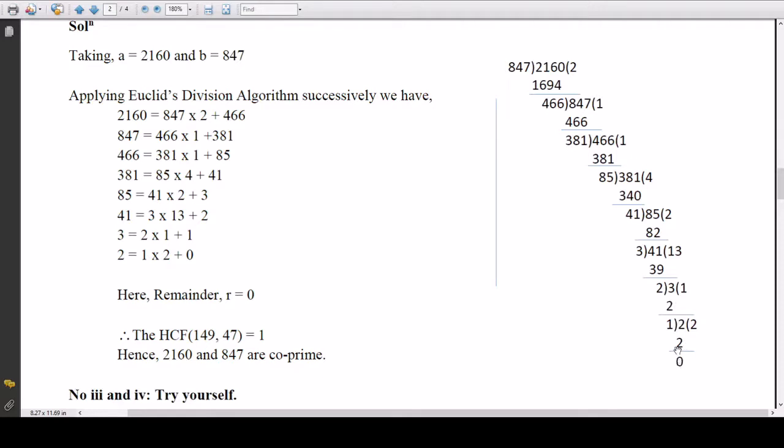And what is the divisor here? It is the last divisor, which is 1. Hence we can say that these two numbers, they are co-prime. It's clear to all of you?